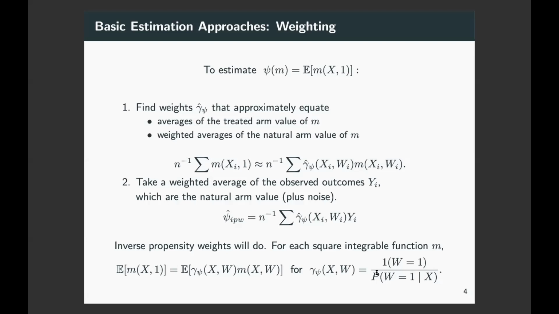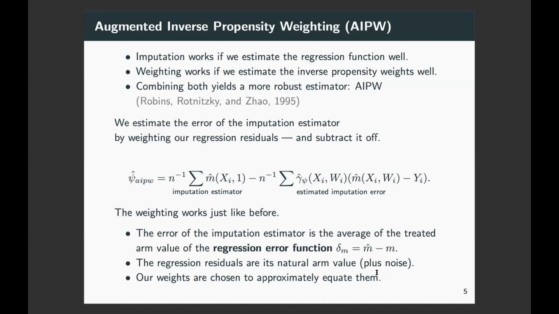These are our basic approaches, but let's look at something a little fancier, augmented inverse probability weighting. Imputation works pretty well if we estimate the regression function well, and weighting works if we estimate the inverse propensity weights well, but combining both yields a more robust estimator, AIPW. The idea is pretty simple. We start with the imputation estimator, then estimate its error by weighting our regression residuals and subtract it off. Here's our imputation estimator, and here's our estimate of its error.